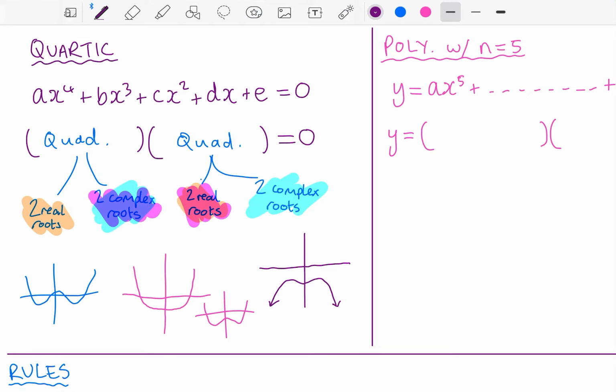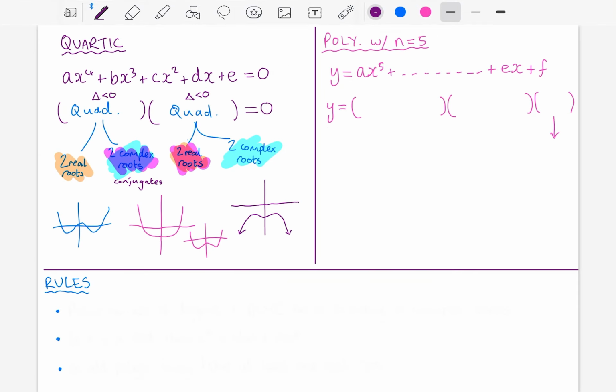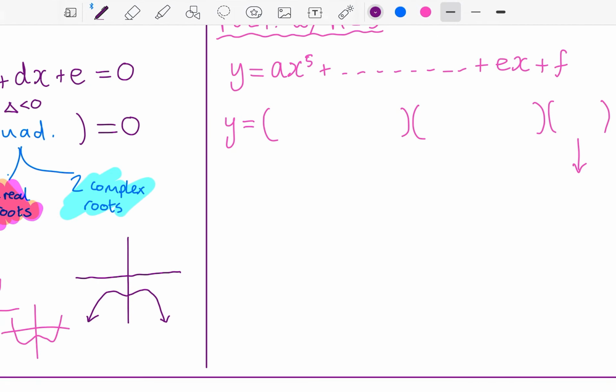And that would happen if the discriminant was negative in both of those quadratics. In that example though, if you had the 2 complex roots from each quadratic, you would have a pair of conjugates from both. So you could have 2 plus or minus i as 2 of your roots, and 3 plus or minus 5i as 2 more of your roots. Okay, when n equals 5, quickly, let's see what happens.